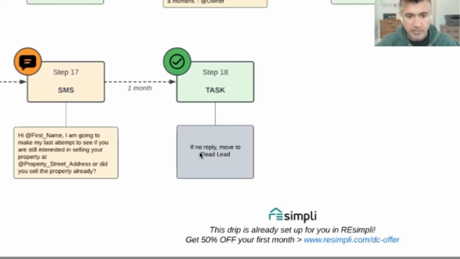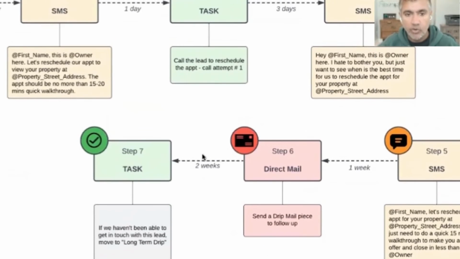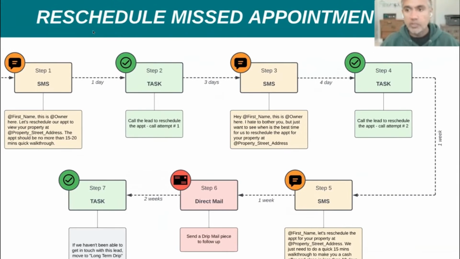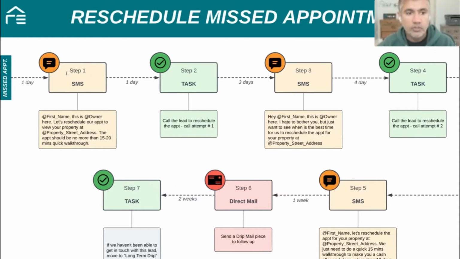The third drip campaign would be for rescheduling a missed appointment. So this scenario would be you set up an appointment with the seller to go look at their property and the seller doesn't show up. They call you back and they say, hey, can we reschedule? Then now you're trying to get in touch with them, but you can't get a hold of them. Happens very, very often.